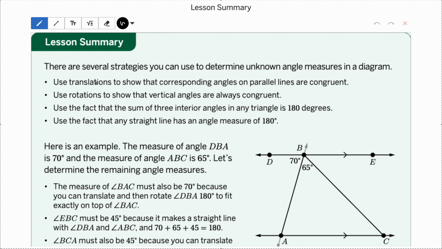Use the fact that the sum of three interior angles in any triangle is 180 degrees, right here, and right here. Add it up, it is 180. And use the fact that any straight line has an angle measure of 180. Okay, again, any supplementary angle. Here's an example. The measure of angle DBA, let's erase and check that out.